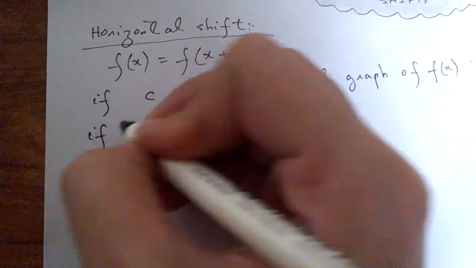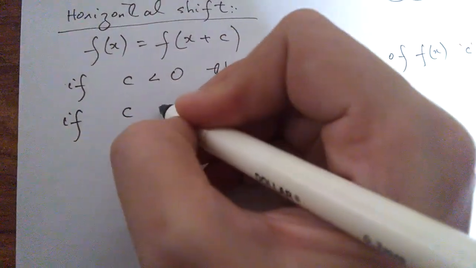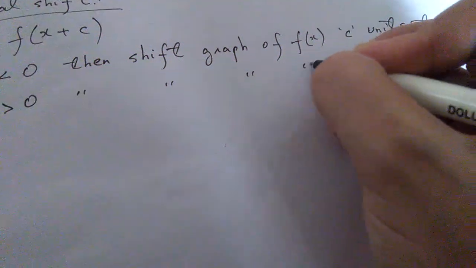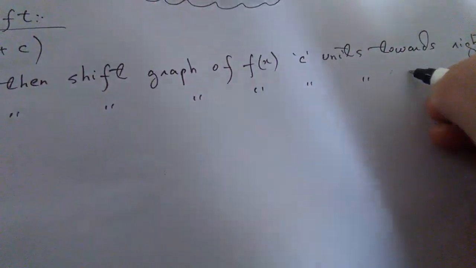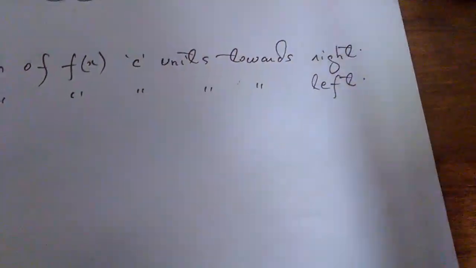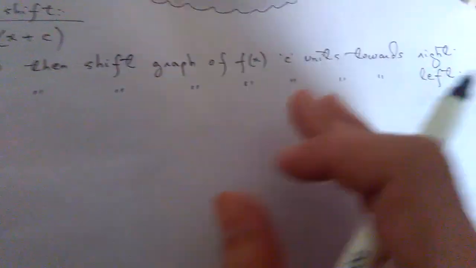And if the value of your c is positive, means if it is greater than 0, then you shift your graph of f of x c units towards left, okay? I'm not writing the full sentence. I hope you understand that. This is it.